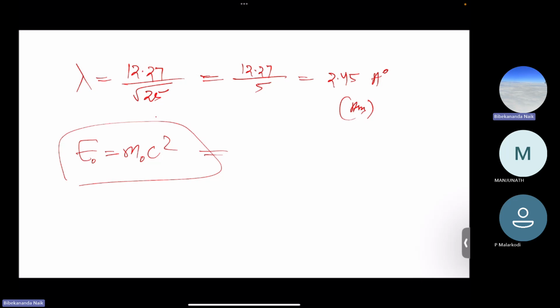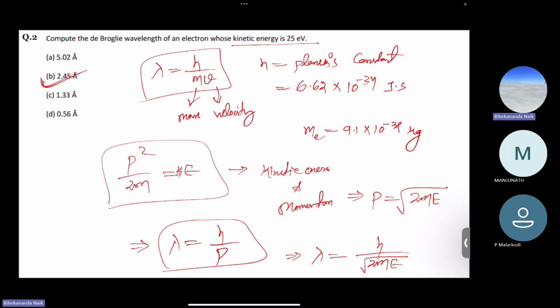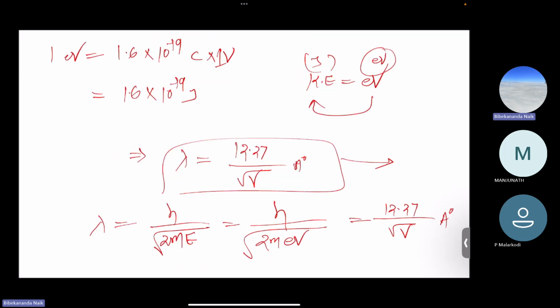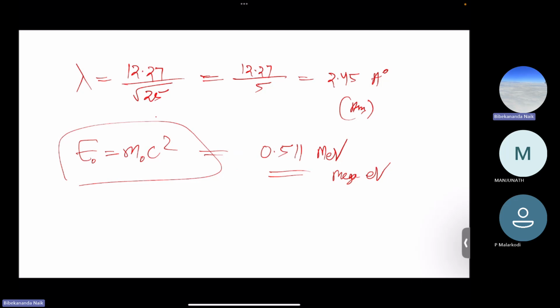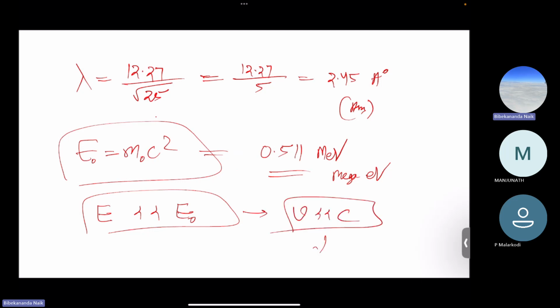So if you calculate, it will be 0.511 MeV. Now this is in mega electron volt, and the question which we are solving is in electron volt. So the energy in our case is very less than the rest mass energy. So the velocity of the electron will be very less than the velocity of light. That's why this is the case of non-relativistic.